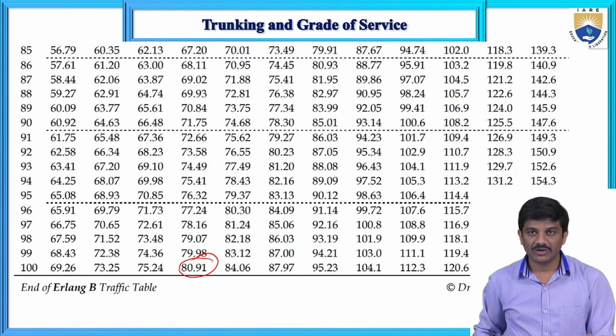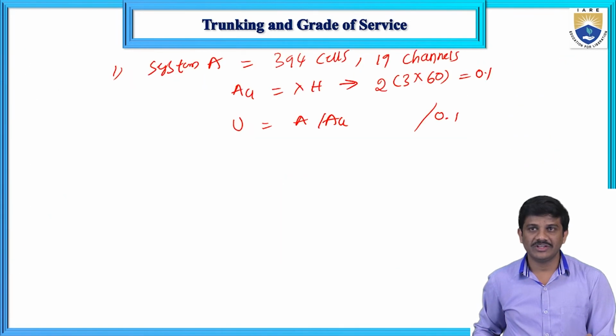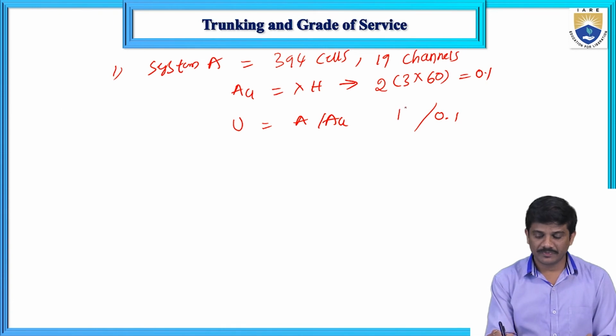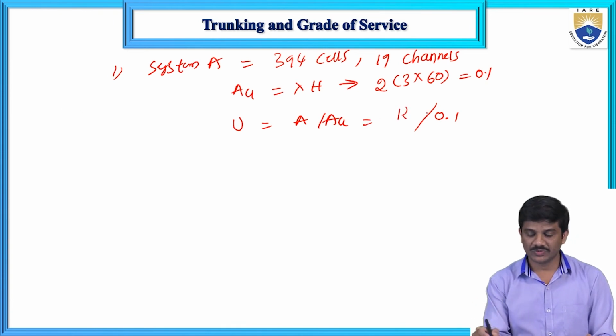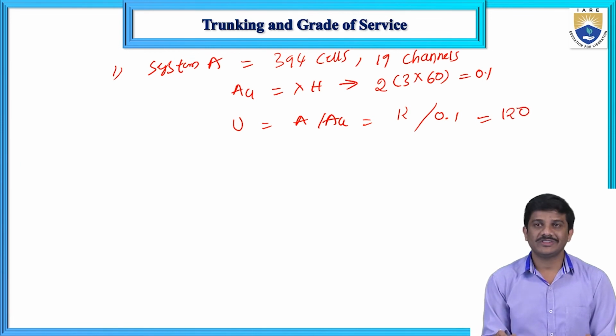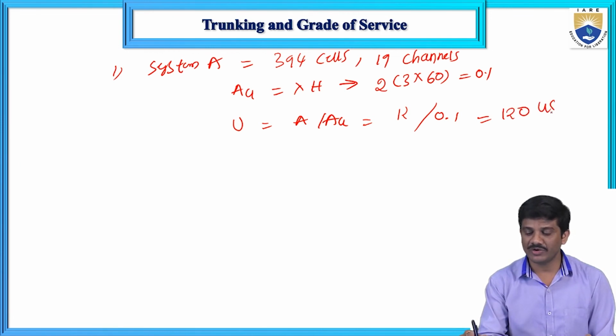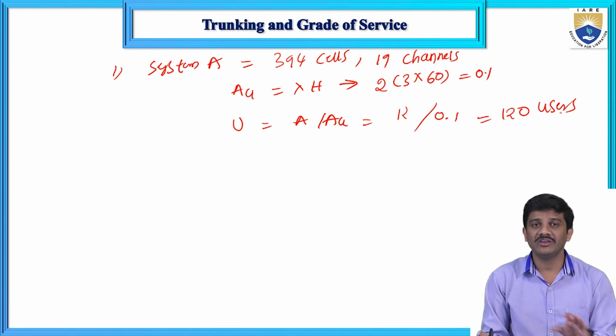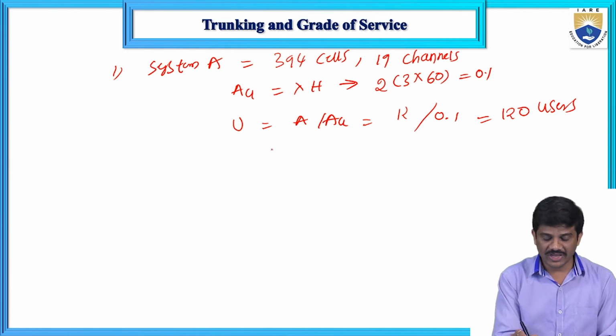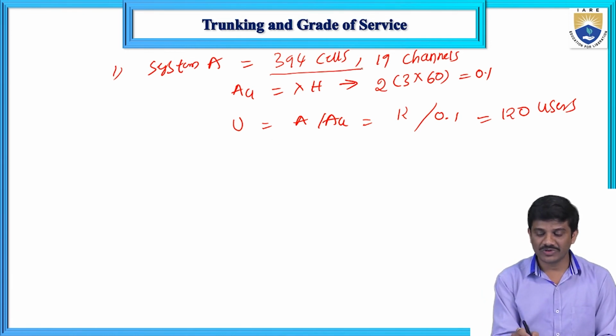Then I can write here 12, 12 by this 0.1 erlangs. Then we have 120. That is the number of users, 120 users. Approximately I am writing here 120 users. Then we can write 394 cells. We can write this for system A.